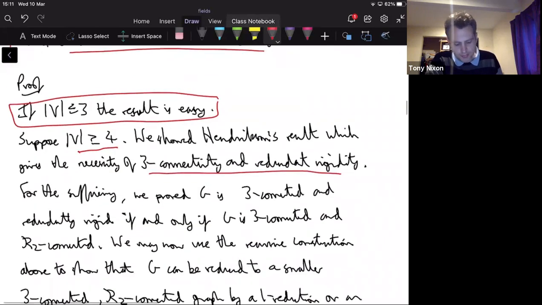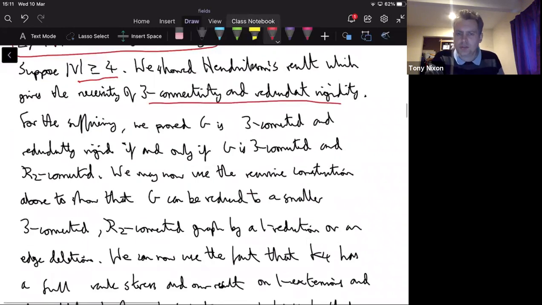So the fact that our globally rigid framework must have an underlying graph which is 3-connected and redundantly rigid followed from that. For the sufficiency, we start with a 3-connected and redundantly rigid graph. And we proved last time that for 3-connected graphs, redundant rigidity and R2 connectivity are the same. So our 3-connected redundantly rigid graph is exactly a 3-connected R2 connected graph.